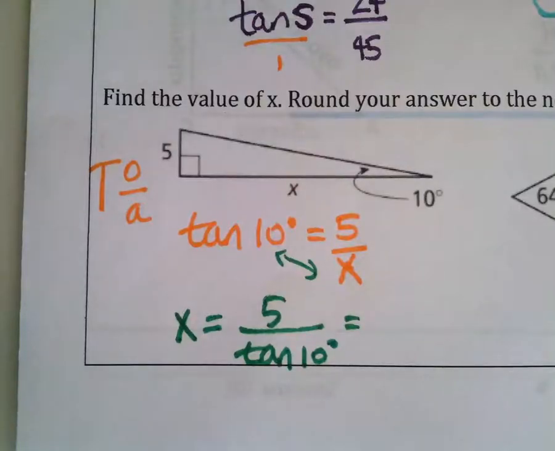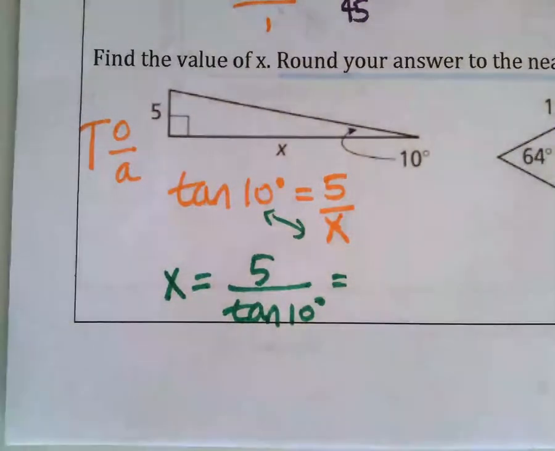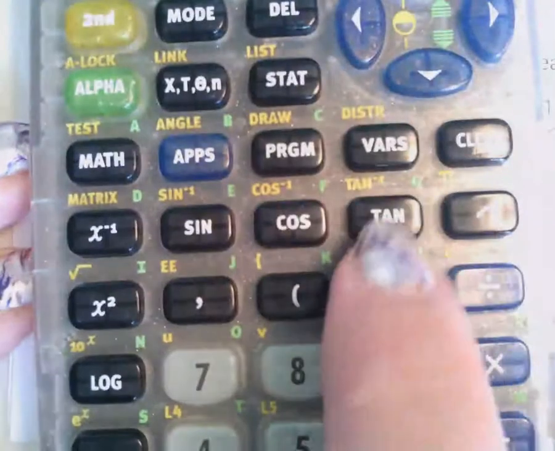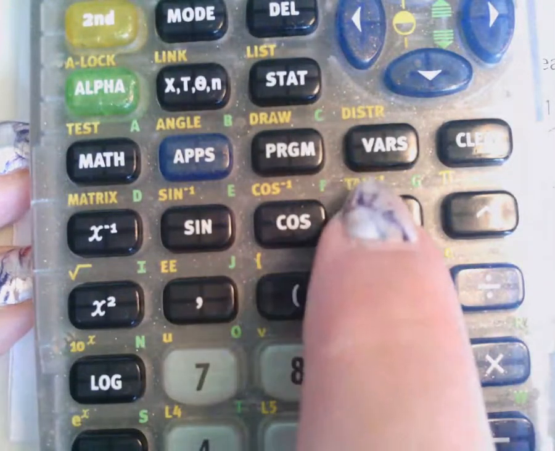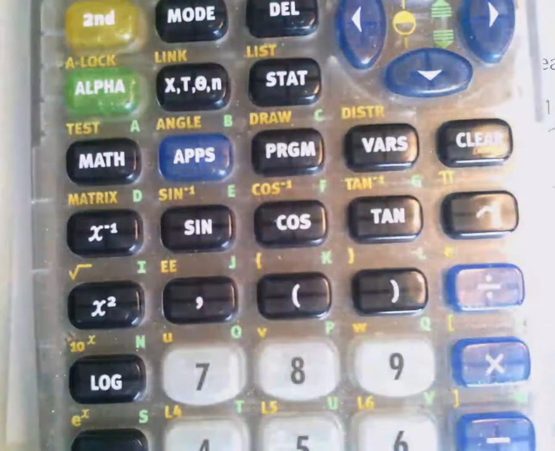Now you're like, well, how do I figure that out, right? Because you may or may not have a graphing calculator with you. If you downloaded the one I showed you online, you have access to one that looks just like this. And if you look at these right here, that's your tangent button. And we'll be using the inverse too. But that button right there is your tangent button.